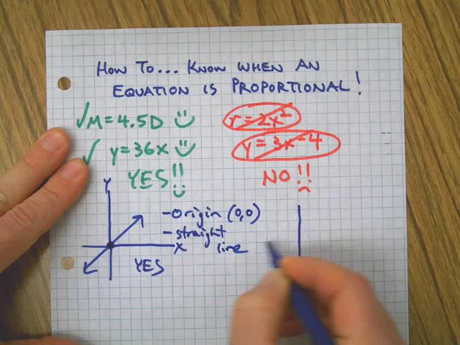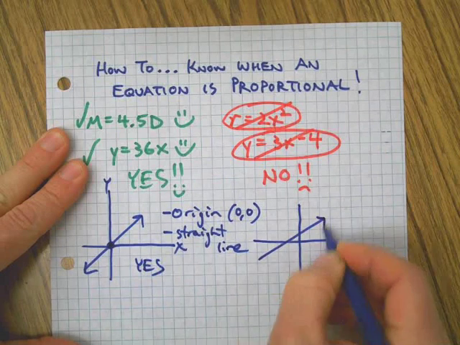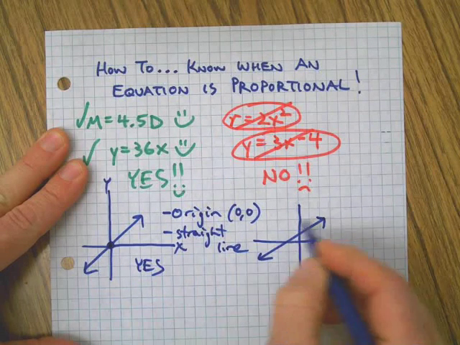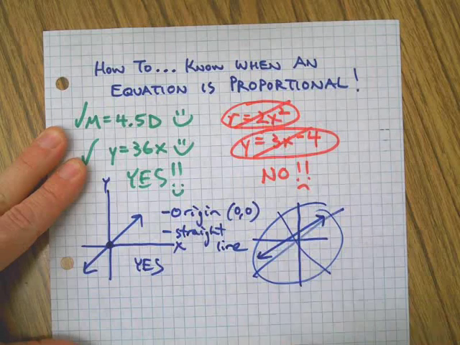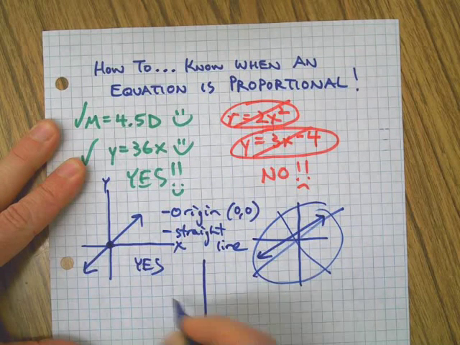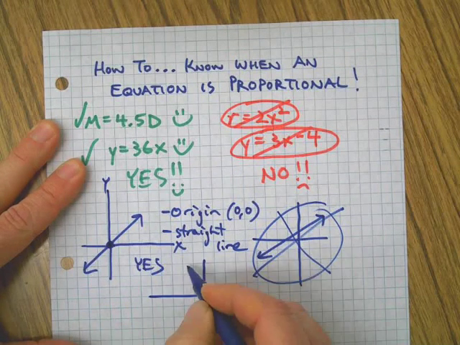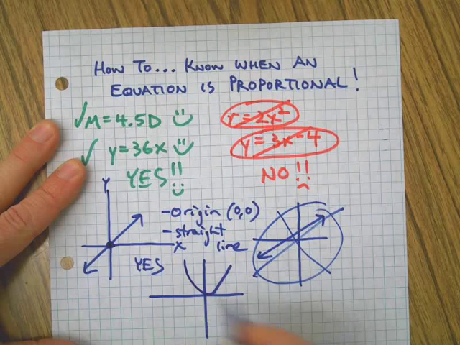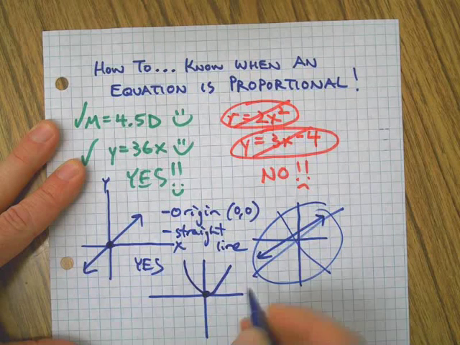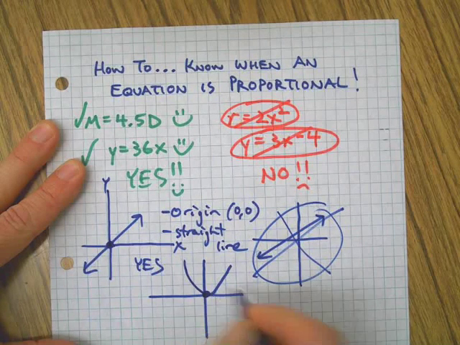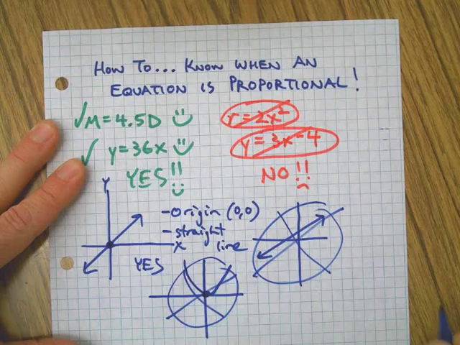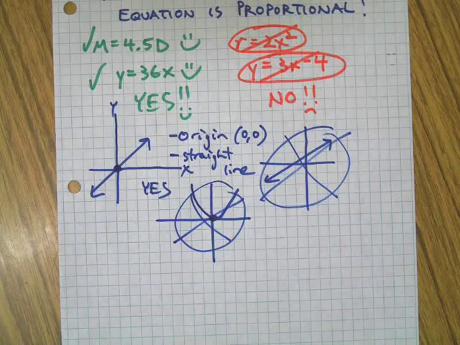Here's a couple of examples of no. Straight line, but does not pass through the origin. So that is a no. Or for example, if it goes through the origin, pretend that's through the origin, but it's not a straight line, then that's also a no. Okay? So on a graph, we're looking for the origin and a straight line. So the question is, what does that look like in an equation?